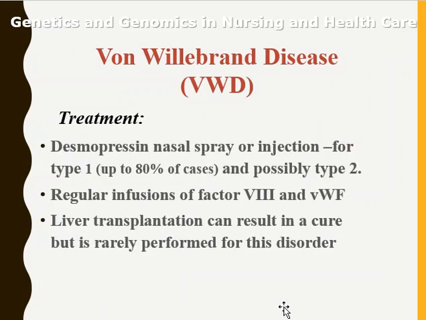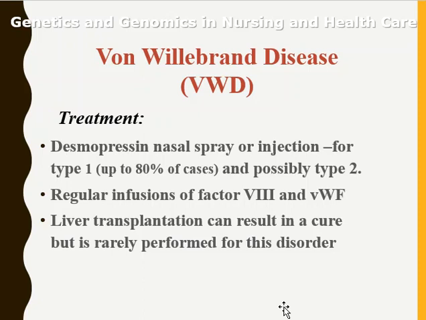So desmopressin nasal spray or injection is used for type 1, and that, again, that's most of the cases, and possibly type 2. That's interesting, because what that does is that increases von Willebrand factor, and it also increases factor VIII. And so it releases, desmopressin helps to release the preformed factors from cellular storage sites. So it has a rapid effect, but type 3 doesn't respond to it.